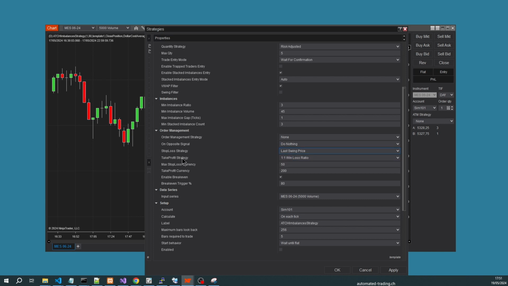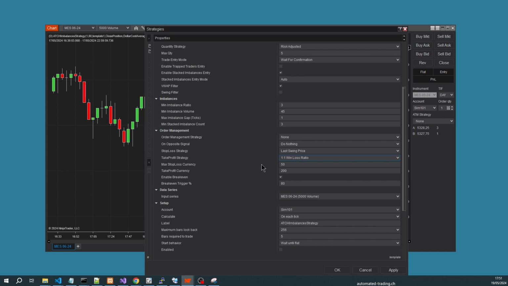And then you have a take profit strategy. So you can set this to a fixed currency value, and you use this value in the take profit currency. Or you can use a value that is calculated in function of the stop loss. I personally use this method, so I use 1-to-1 ratio or 2-to-1 ratio. Let's leave this to 1-to-1 ratio.